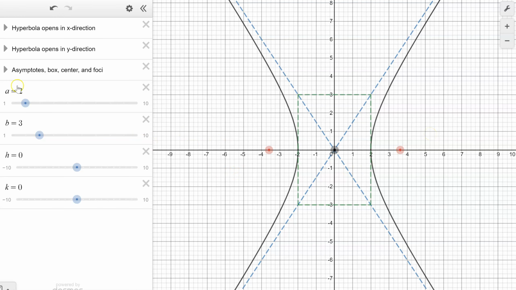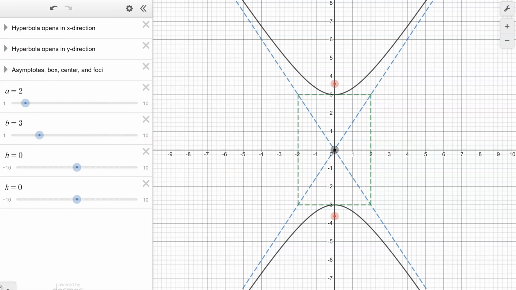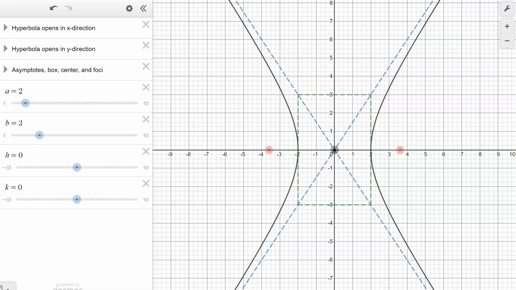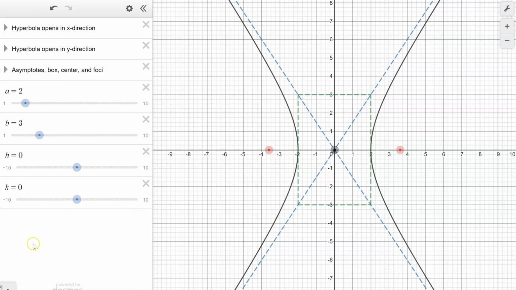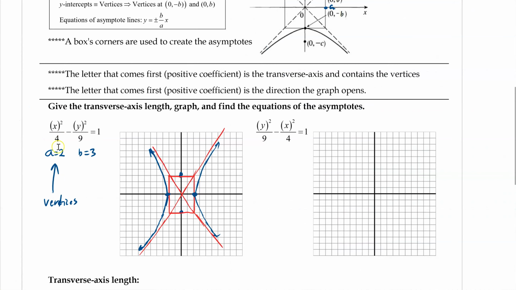All right. And so if I had taken and switched it, so we put the y first, now it opens in the y direction. But you notice the box doesn't change. It's the same box, it's just whoever comes first. So if x goes first, x is the positive, opens in the x. If y goes first, then y is the positive, it opens in the y. That's the only difference.